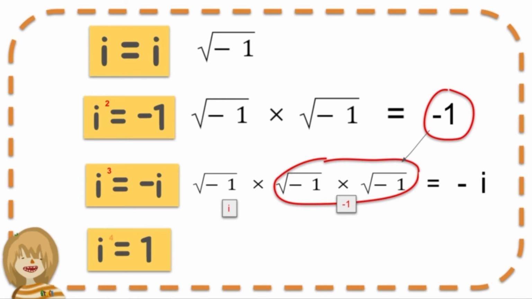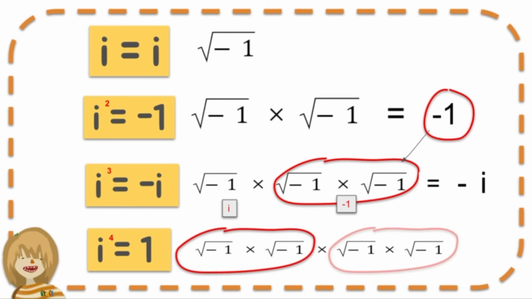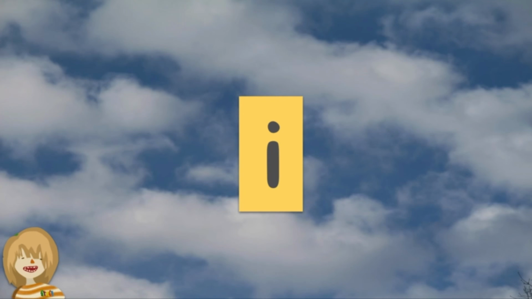Okay, what about i to the power of 4? This is i times i times i times i. We know that i times i is -1, and we have another i times i, which is -1. When you multiply -1 and -1, then it will be 1. This is the introduction of i.